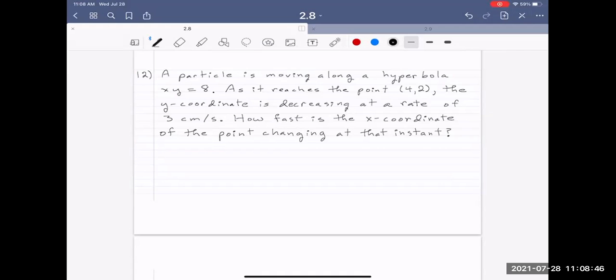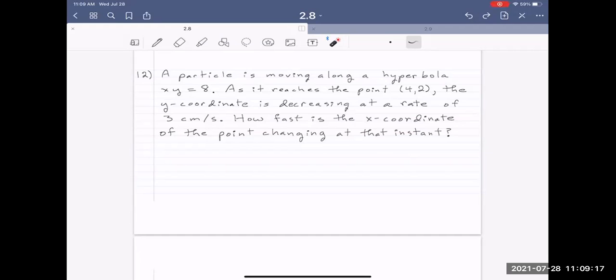So in problem 12, a particle is moving along a hyperbola, xy equal 8, as it reaches the point 4, 2. The y-coordinate is decreasing at a rate of 3 centimeters per second. How fast is the x-coordinate of the point changing at that instant?